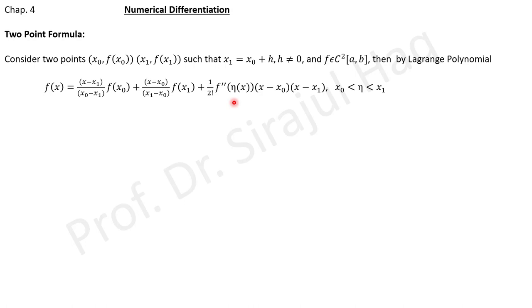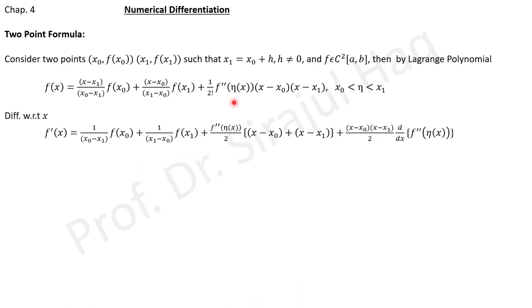Since the target is to find the 2-point formula of differentiation, we differentiate this function with respect to x. Let's go straightforward. I differentiated this with respect to x. You can see f of x0 divided by x0 minus x1 is a constant. And the derivative of x minus x1 is equal to 1. So we have this term. Similarly, f of x1 divided by x1 minus x0 is constant. And the derivative of x minus x0 is equal to 1. You can see the term over here.